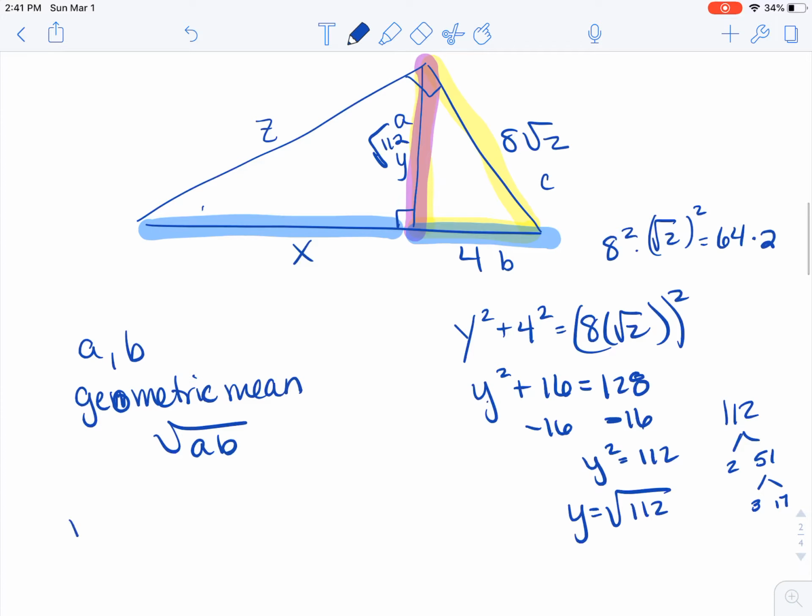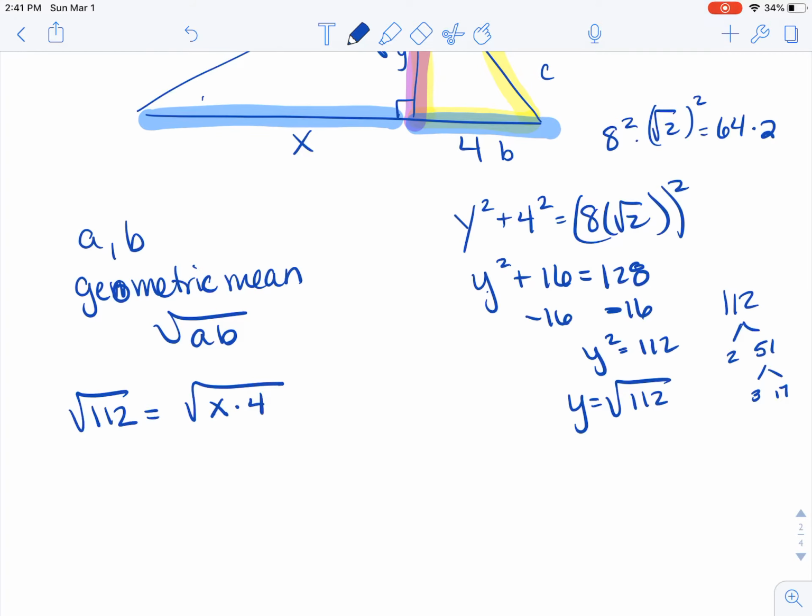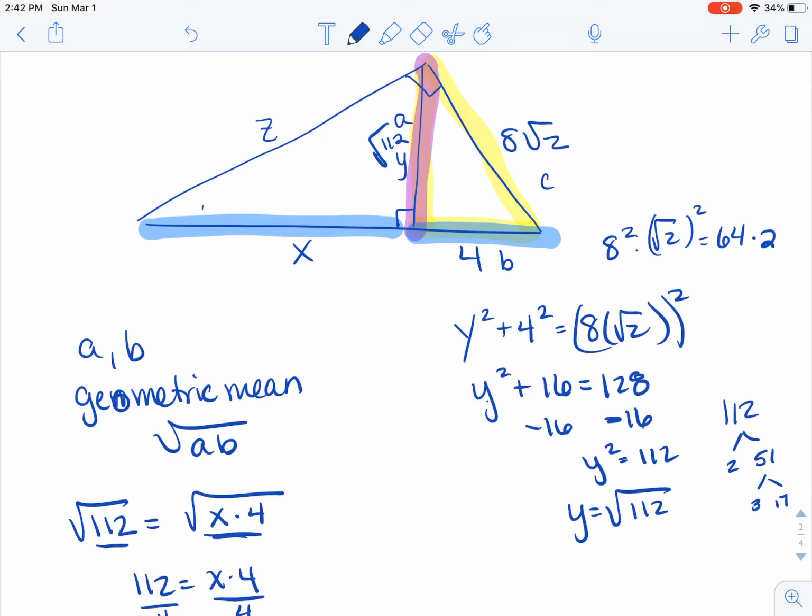So we know that the square root of 112 is the geometric mean, so equals the square root of x times 4. Now if we're taking the square root of both of these things, that means 112 has to be equal to x times 4. So we're going to divide both sides by 4. So we're going to have 28. So that gives us our base here.